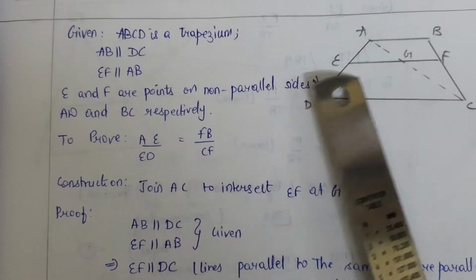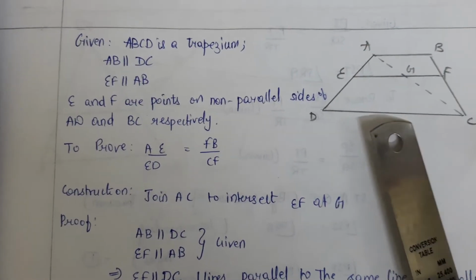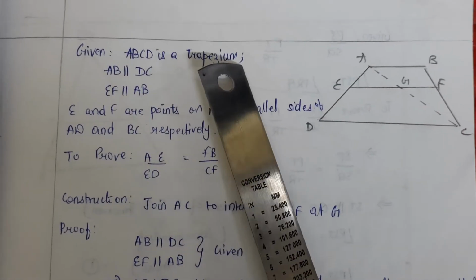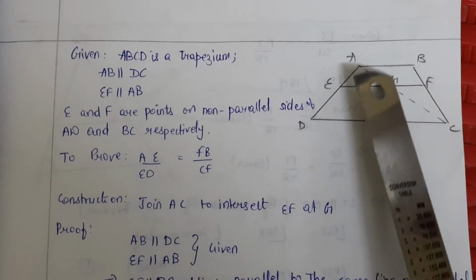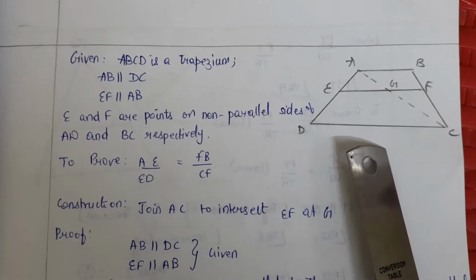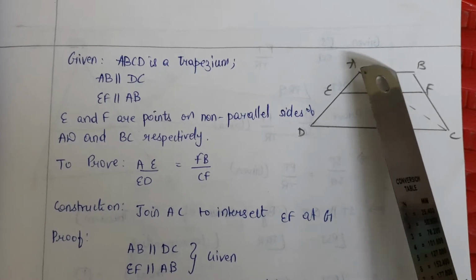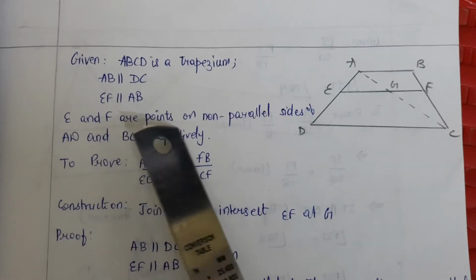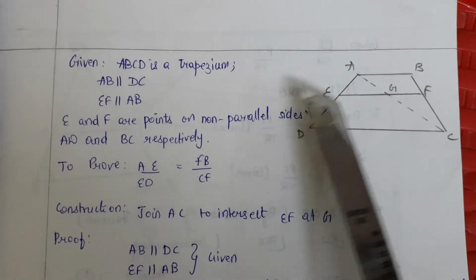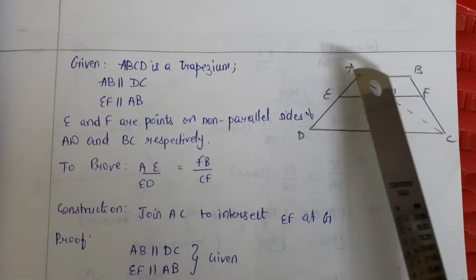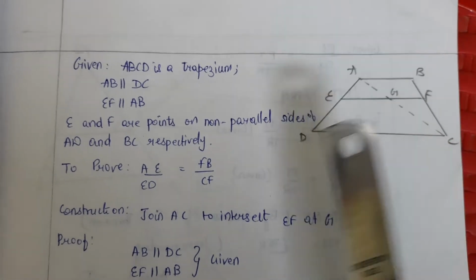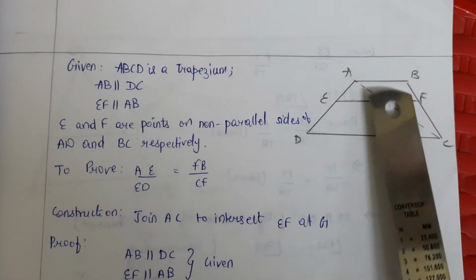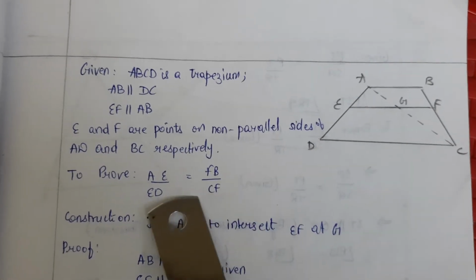Here, we know a trapezium has one pair of parallel sides. The other two sides are non-parallel. So it is given as ABCD is a trapezium, AB is parallel to DC and EF is parallel to AB. This is what is given in the question. And here E and F are the points on the non-parallel sides of the trapezium, that is AD and BC respectively. We have to prove AE by ED is equal to FB by FC. This is what we have to prove.